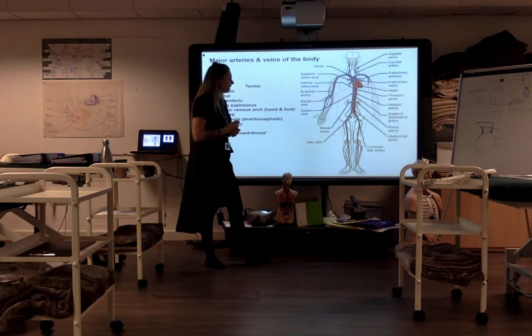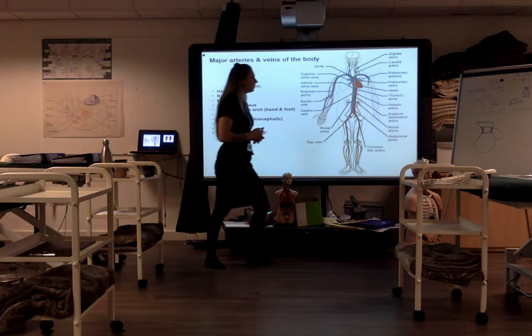Hepatic. Any idea what hepatic means? Your hepatic artery, is it going away from the heart or to the heart? Away, it's an artery. Hepatic is liver. So your hepatic artery is going away from the heart to the liver. You need to know that term. What does carotid mean? Head. Jugular is in the neck. Hepatic is liver.